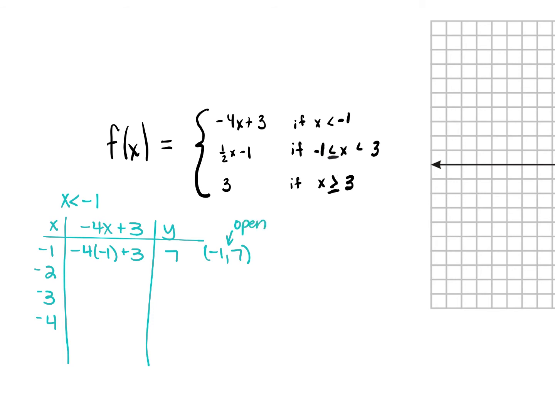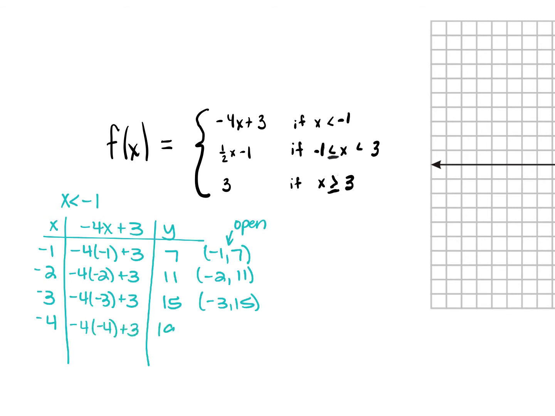Okay. For the negative 2, that's going to give us negative 4 times negative 2, which is 8, plus 3 is 11. So that's negative 2, comma, 11. For the negative 3, that's negative 4 times negative 3, which is positive 12, plus 3 is 15. So that's negative 3, 15. And then for the negative 4, that's negative 4 times negative 4, which is 16, plus 3 is 19.